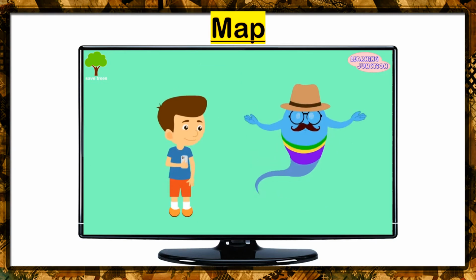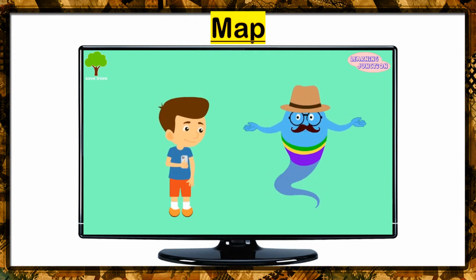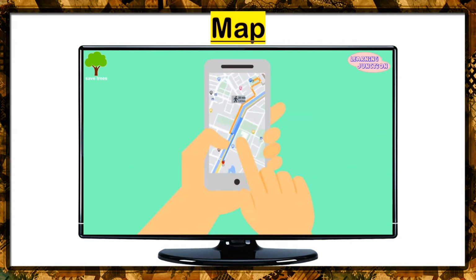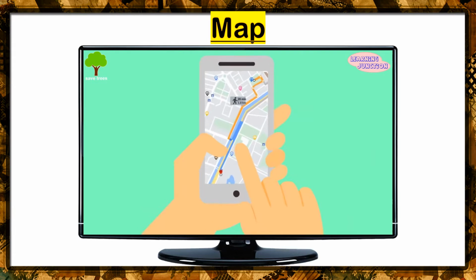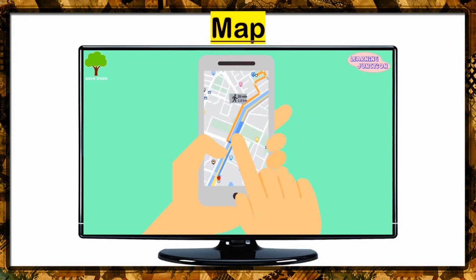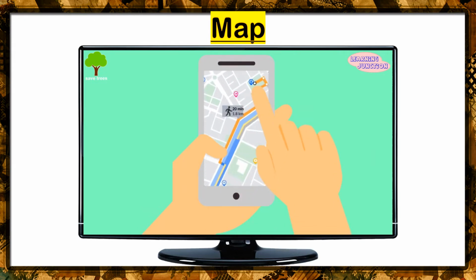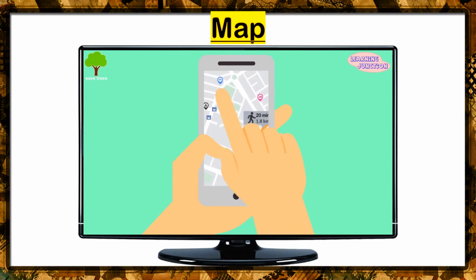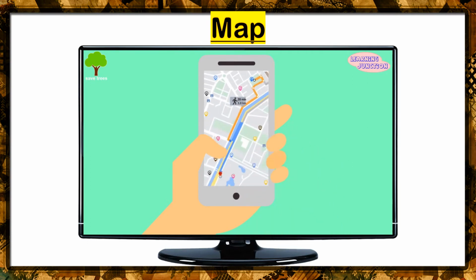Can you show the map from this park to your home? This road map is an example of general reference map. So many places are there on the way. See, there's a school, a hotel, a restaurant, and so many other places.